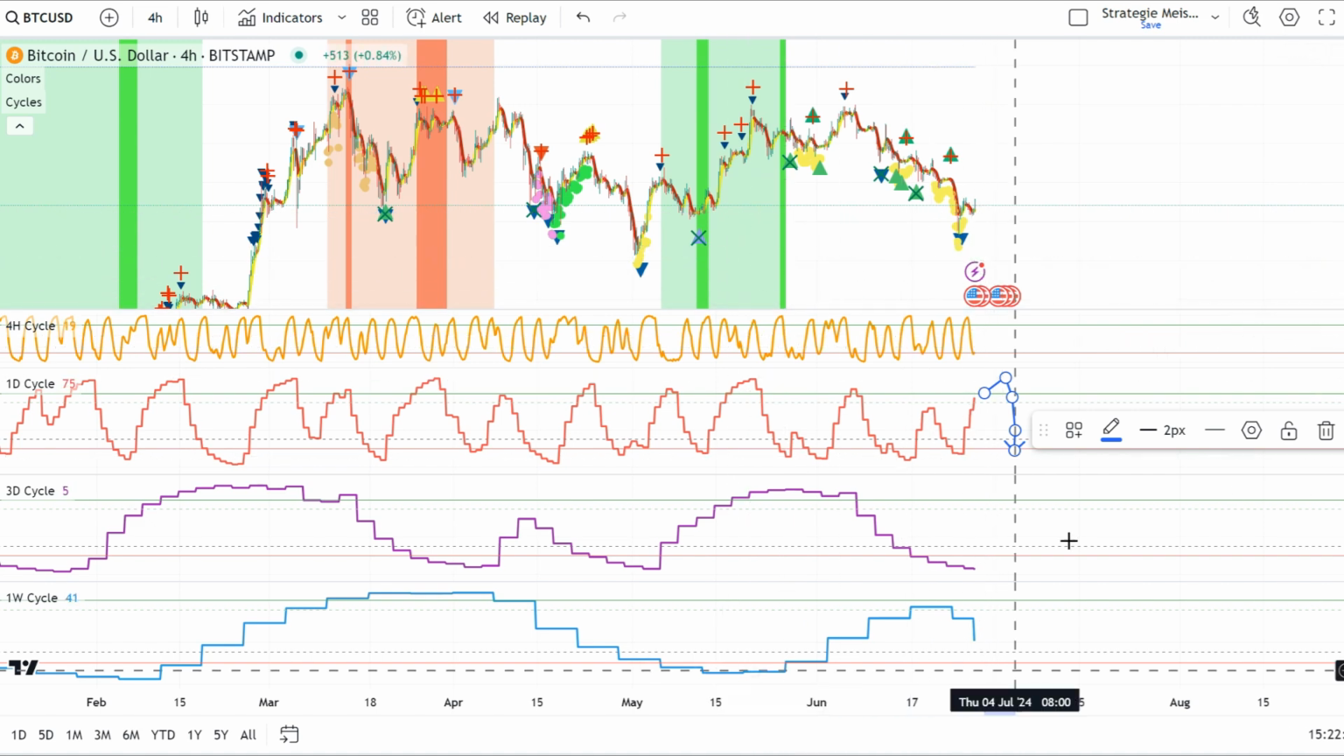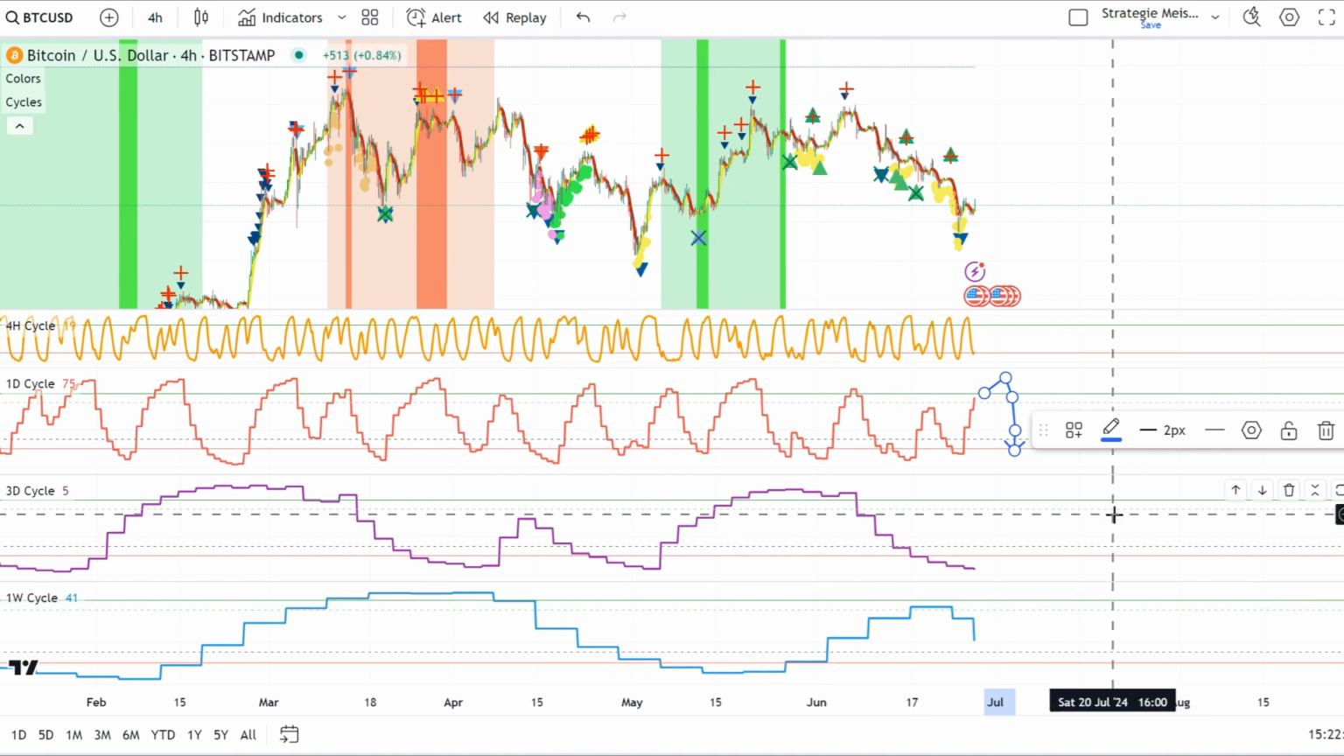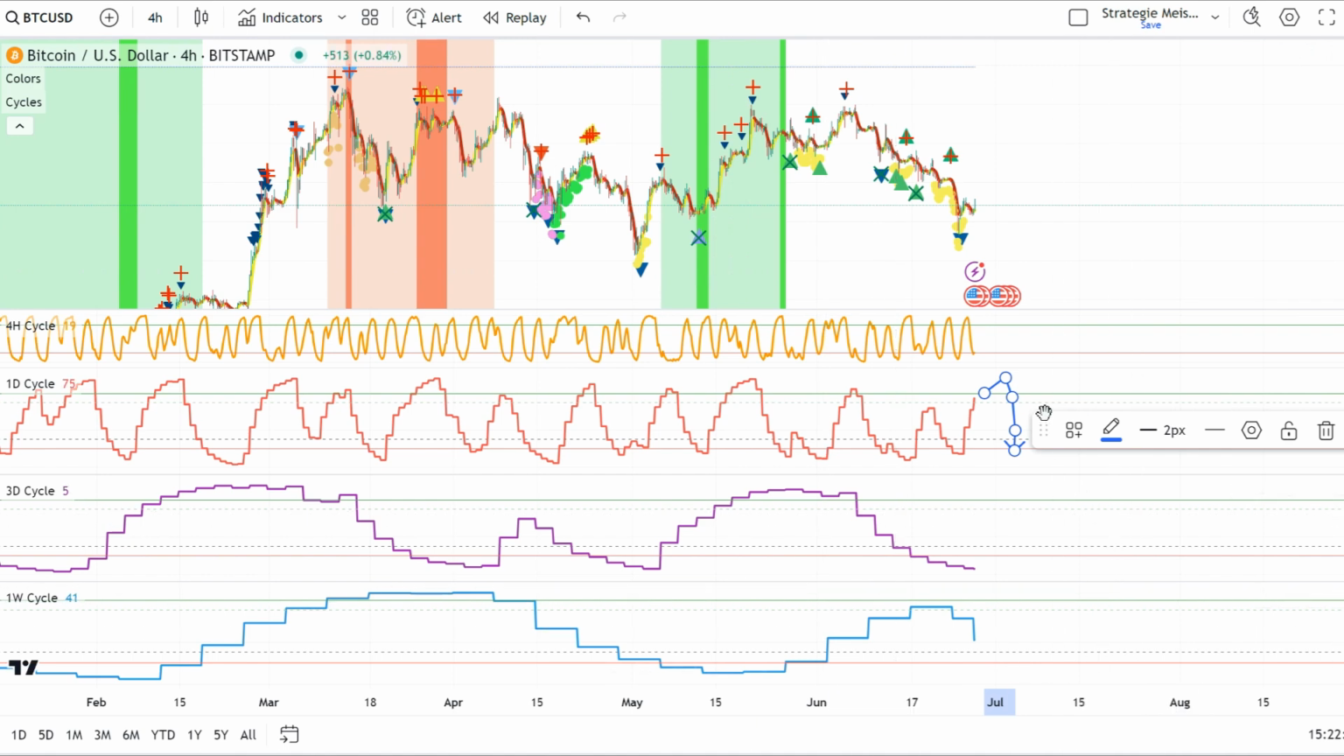If you simply apply the cycle theory, you will be very well off and you will make a lot of money. I recommend joining my VIP group where I'm applying this theory to other coins because the opportunity to make serious money is much bigger in altcoins than it is in Bitcoin.